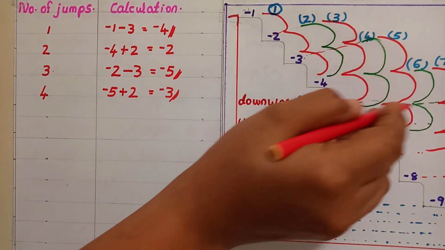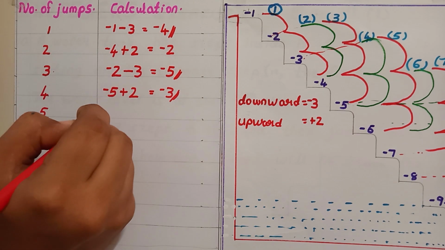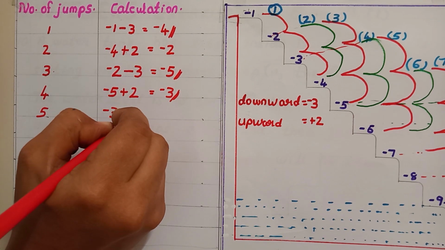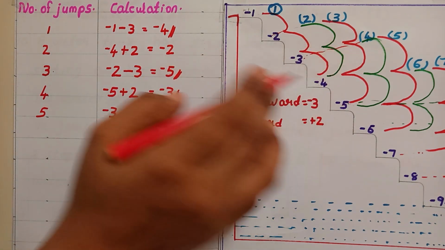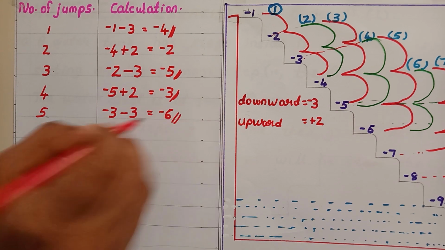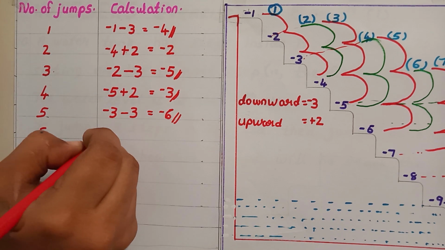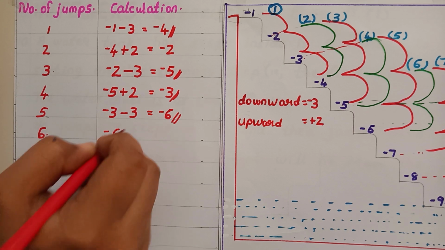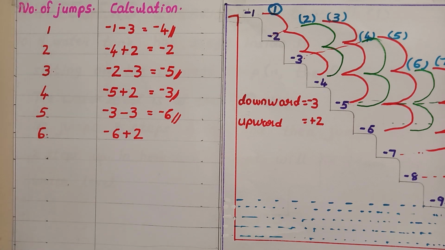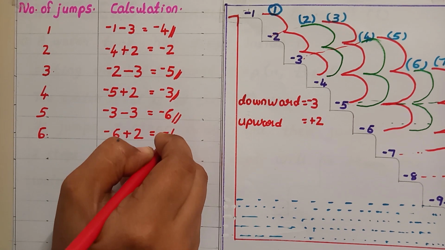After the upward jump, now he is at minus 3, isn't it? From minus 3, he is making a downward jump. That is the fifth jump. Minus 3 minus 3 equals minus 6. Now he is at minus 6. Then the sixth jump is an upward jump, from minus 6 plus 2. Why plus 2? Since that is an upward jump. Upward jump can be denoted by positive integers. Now he will reach minus 4.